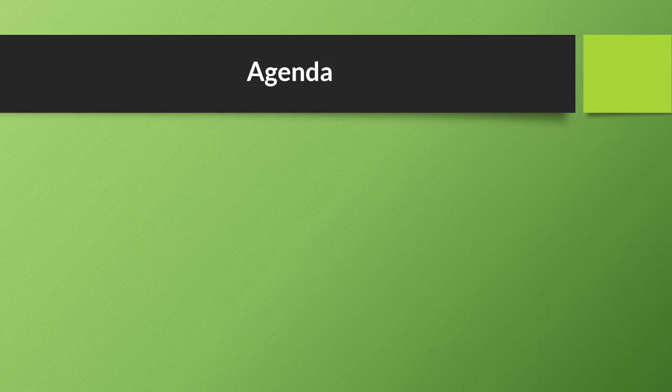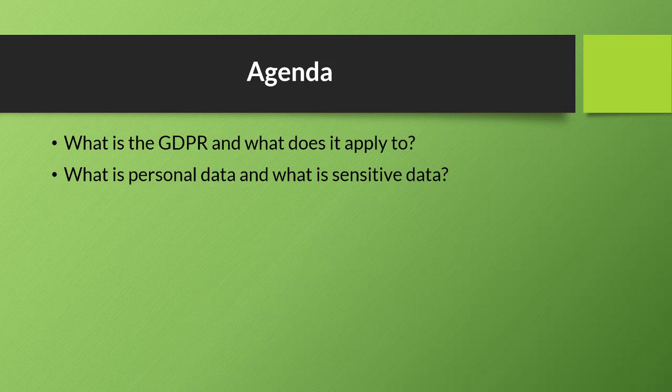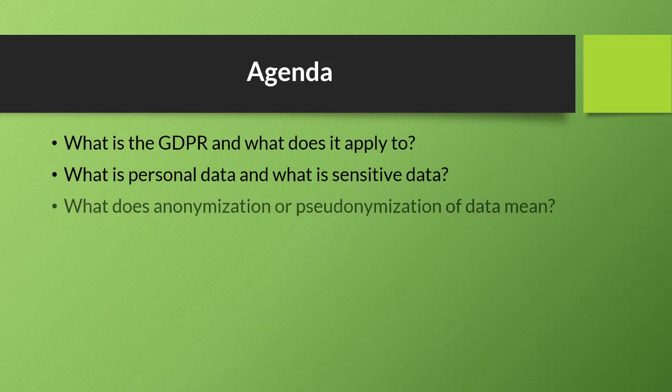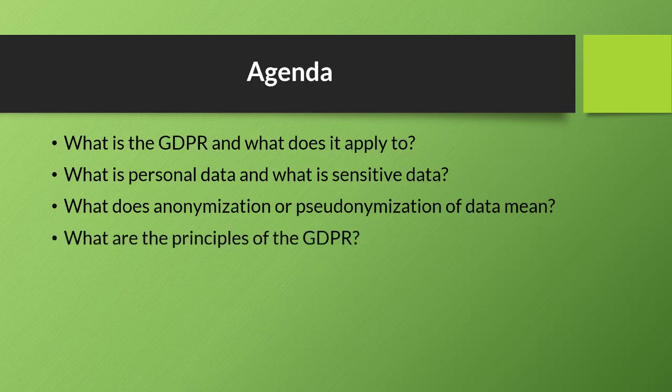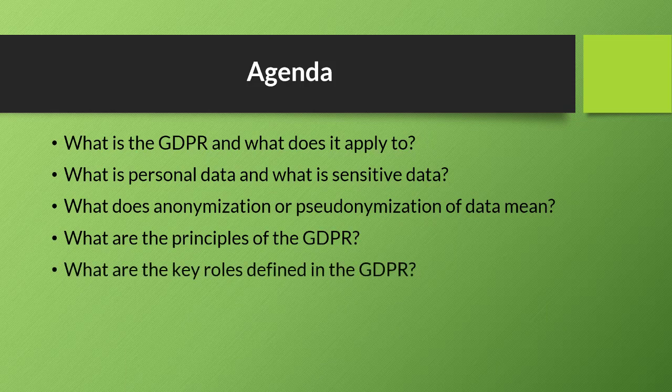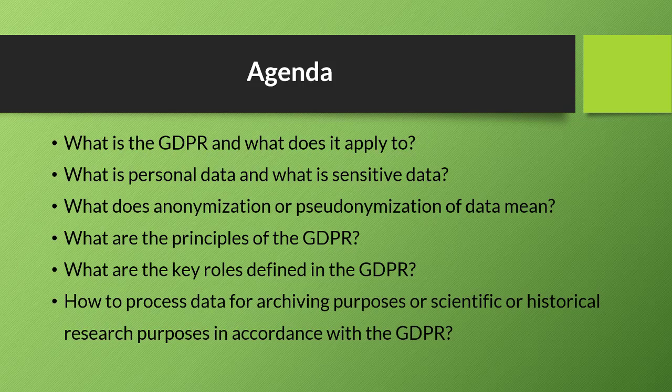In this tutorial series, we will deal with the following questions. What is the GDPR and what does it apply to? What is personal data and what is sensitive data? What does anonymization or pseudonymization of data mean? What are the principles of the GDPR? What are the key roles defined in the GDPR? And last but not least, how can data be processed for archiving purposes as well as for scientific or historical research purposes in a GDPR-compliant manner?